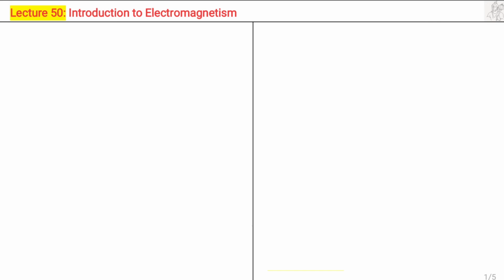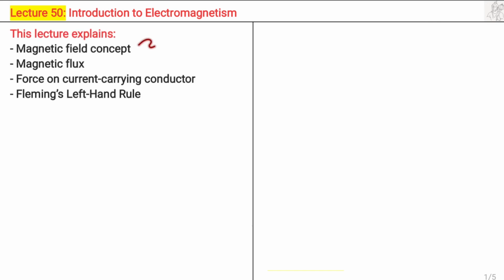Lecture 50, Introduction to Electromagnetism. So this lecture explains magnetic field concepts, magnetic flux, force on the current carrying conductor, and the Fleming's left-hand rule which defines the direction of this force.